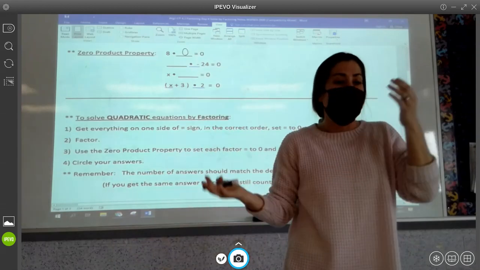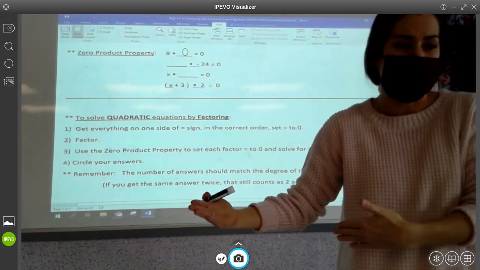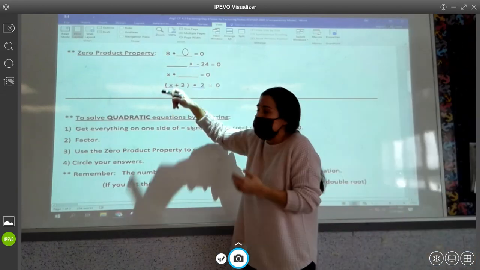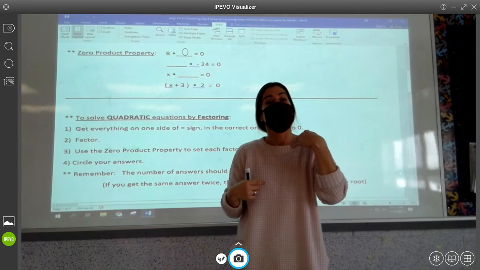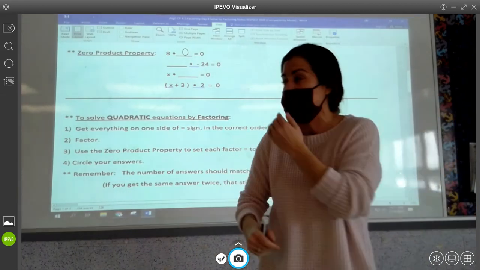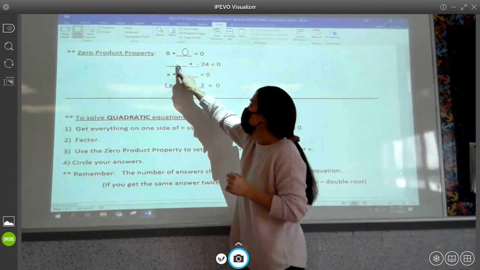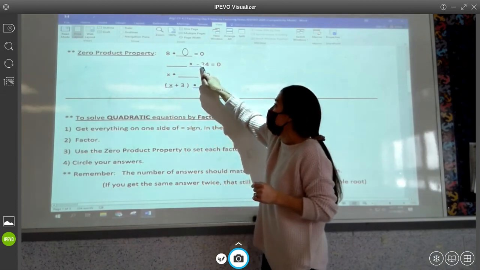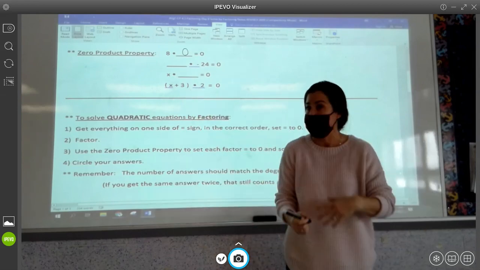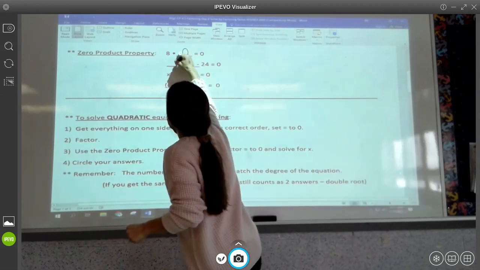In math, the only way 2 pieces can multiply to 0 is if somebody was 0. So you know this missing piece had to be 0. So we're going to use that knowledge when we're solving an equation by factoring. All right? What if I told you something times negative 24 ended up equaling 0? Guess who that missing piece had to be? It had to be 0.